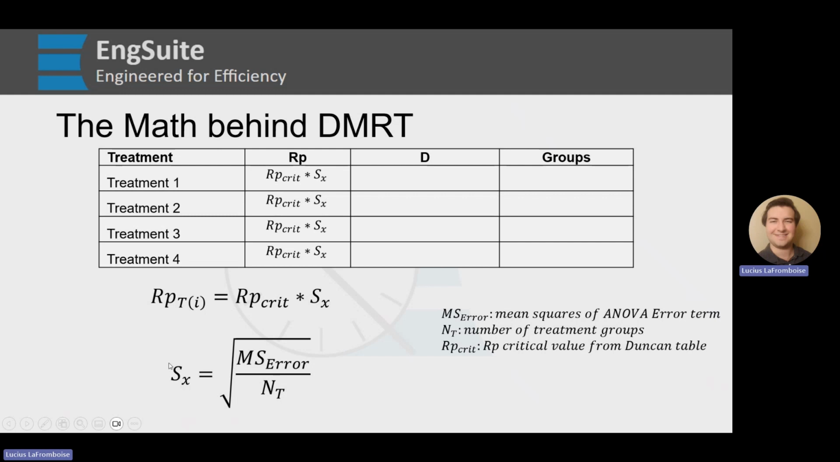Okay, so then it's RP crit times this SX, which equals the square root of the mean squared error over the number of treatment groups. Okay, so mean squared error, again, that comes from your ANOVA table. We're going to be using QE Suite to generate that with QE.ANOVA one way.